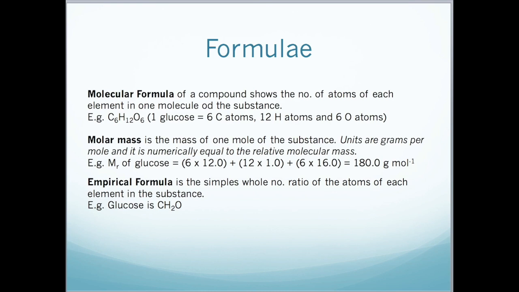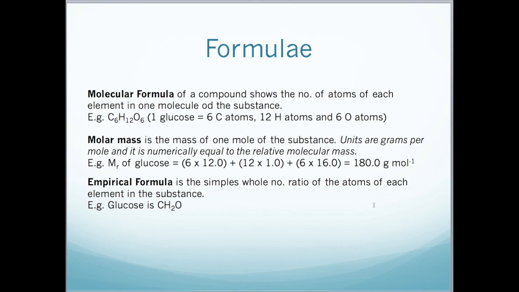So for example, the molar mass of glucose: we know that the relative atomic mass of carbon is 12, and we have 6 carbons, therefore we multiply it by 6. We have 12 hydrogens, and the relative atomic mass of hydrogen is 1, so we multiply it by 12. And the relative atomic mass of oxygen is 16, and we have 6 atoms of oxygen, so we multiply that. And when we add all of these together, we get the molar mass. So the molar mass of glucose is 180 grams per mole.